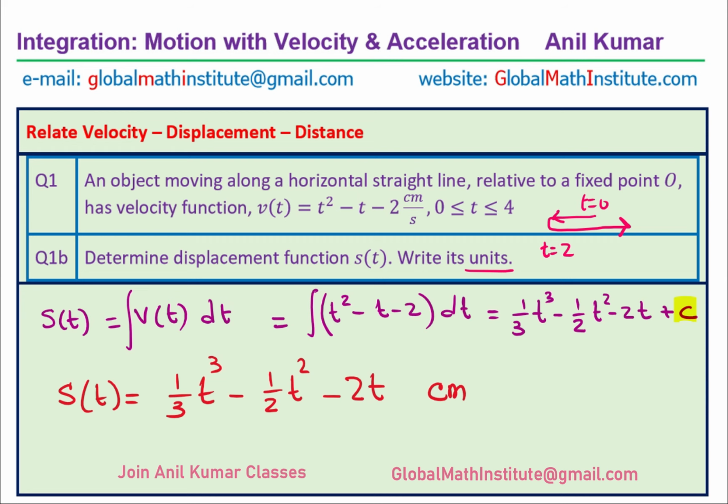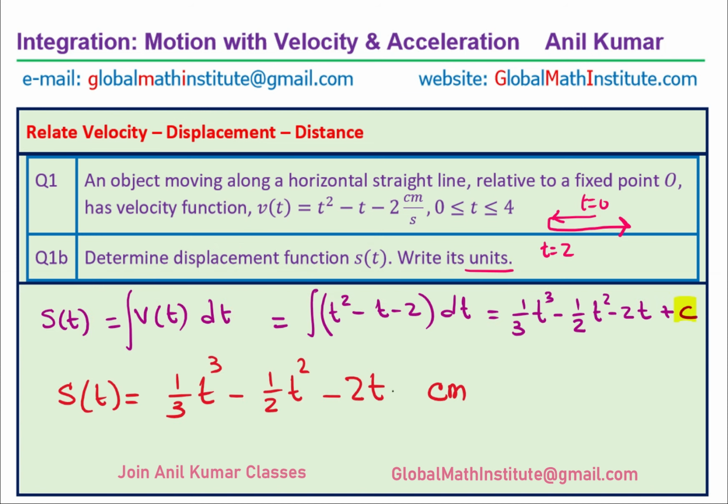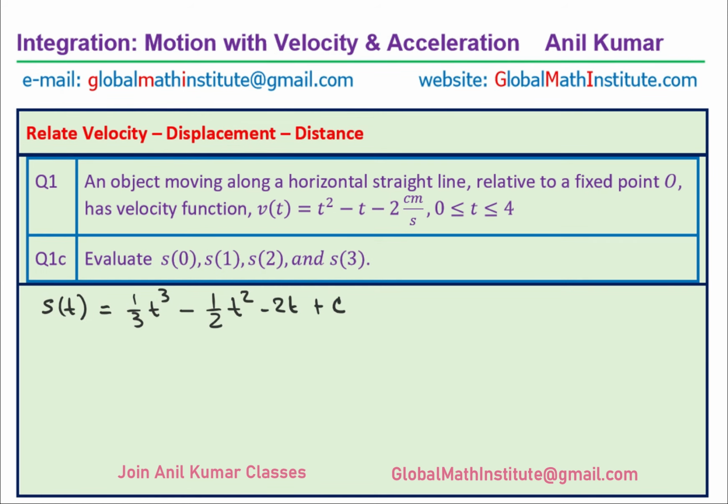Now in part C, we'll try to evaluate the values at different times. So once again, the displacement function s of t was the integral of the velocity function, right? So we'll do 1/3 of t cubed, simple, minus half of t squared minus 2t plus c, right? As you can see here, I missed c. So you have to include that. So you have to add c here. Now let's find the values at 0, 1, 2, and 3.